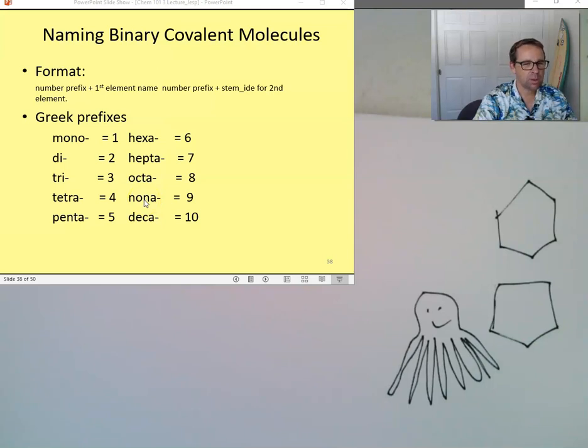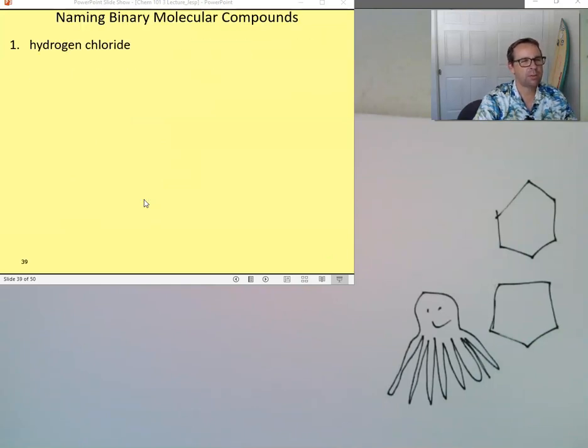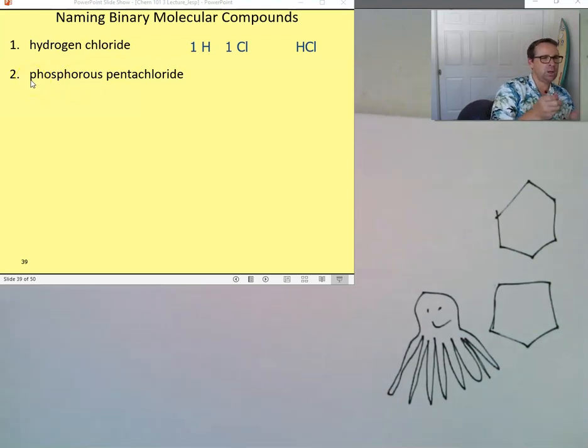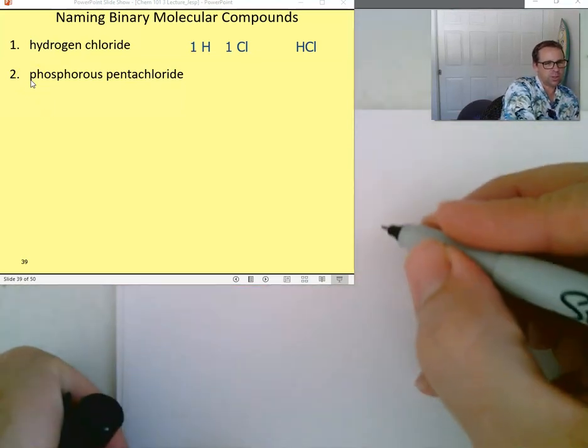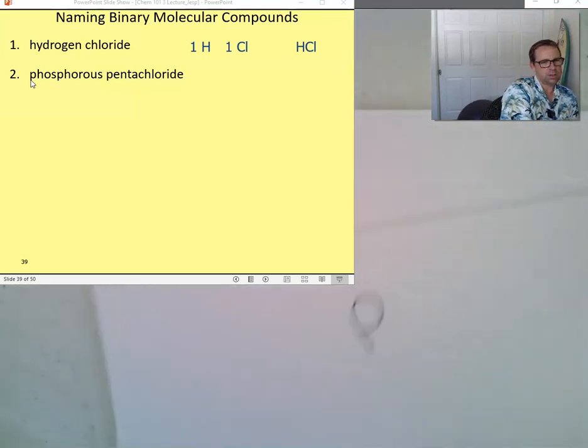Okay? So, if I have regular compounds like hydrogen chloride, that's hydrogen and chloride coming together. That's just one hydrogen and one chlorine. All right? If I have phosphorus pentachloride, then what is this telling me? What are my 2 elements in this compound? P. Phosphorus. This isn't phosphate. This is just phosphorus. So it's P. And what's the other element?